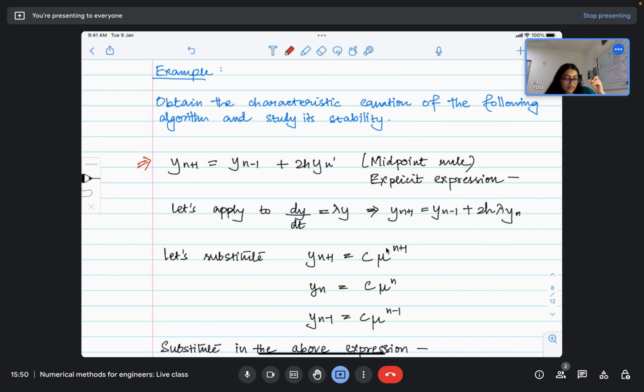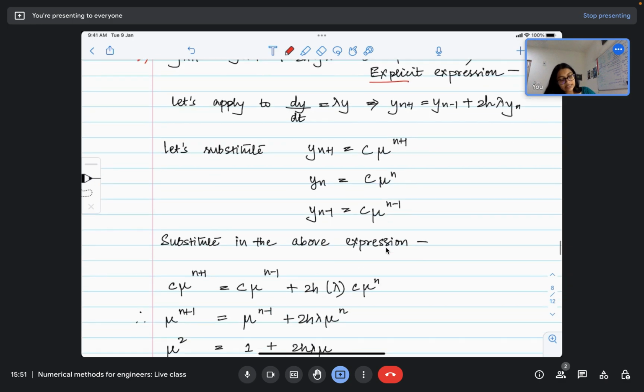And the algorithm that is given here is basically similar to the explicit method, but this is known as the midpoint rule. Okay, where we can compute yn plus 1 with the help of yn minus 1 minus twice h times yn prime. Okay. So this is also an explicit expression.